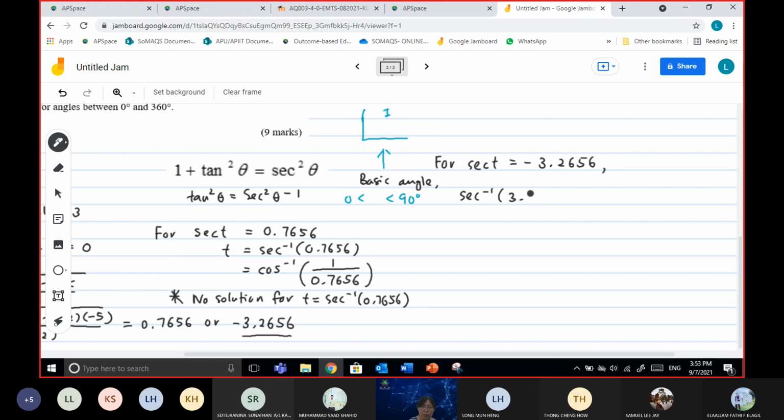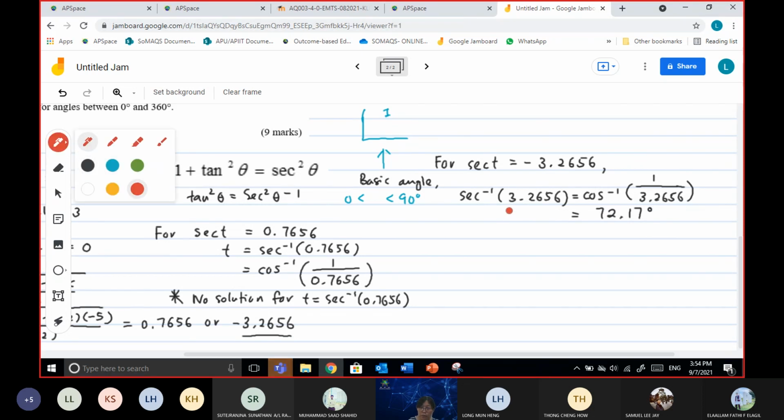And remember, this is equal to arc cos of 1 over 3.2656. When you calculate the angle, you get 72.17. So always remember, when you find the value here, we don't put the sign first, because we want to get the basic angle.